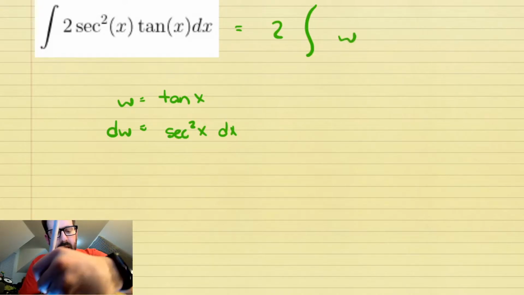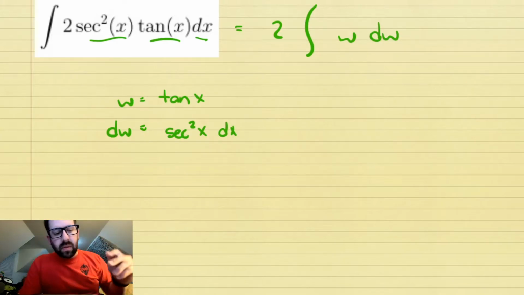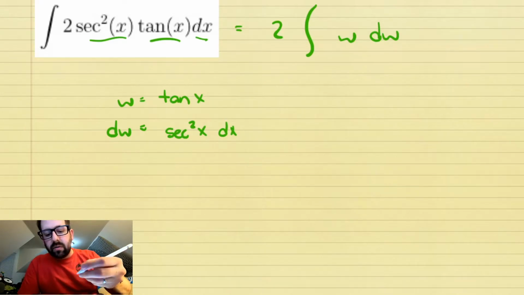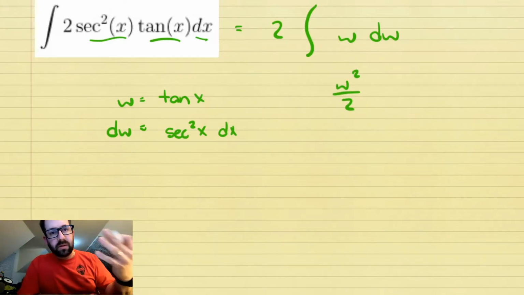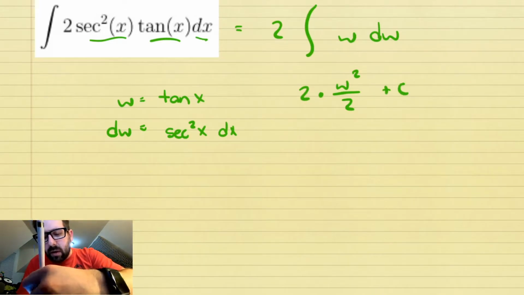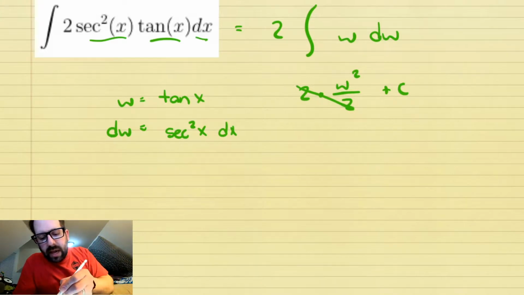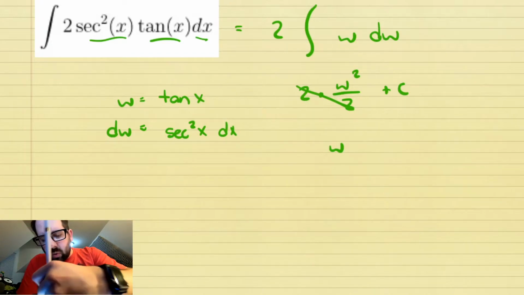So what we have here is a w for the tangent, that's this part. We have the dw, which will represent this part, the secant squared x dx. And so this is the antiderivative, so I'm just doing it for w. The antiderivative of w is w to the second power over 2. It's a normal power rule. We still have the constant out front that we're going to multiply by, and we have the plus c in the back. The 2's cancel because when you multiply, they're reciprocals of each other. And I'm left with w squared.